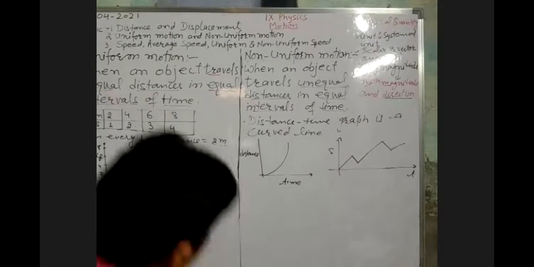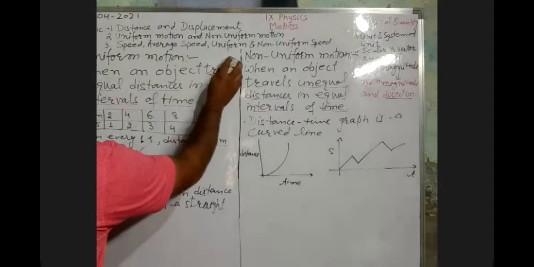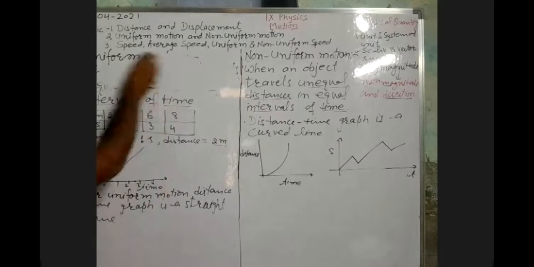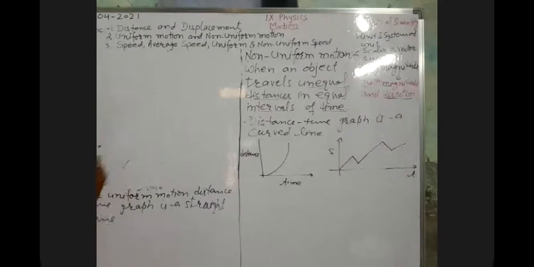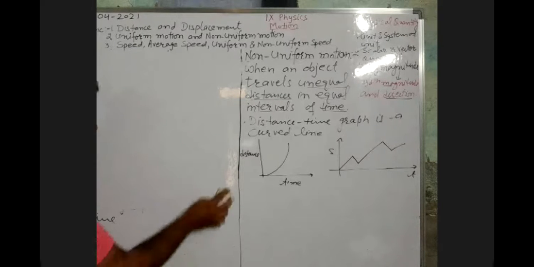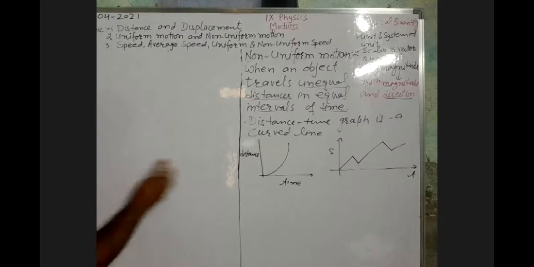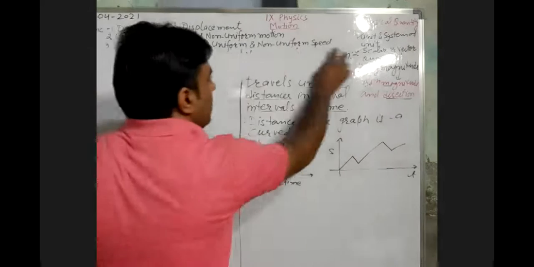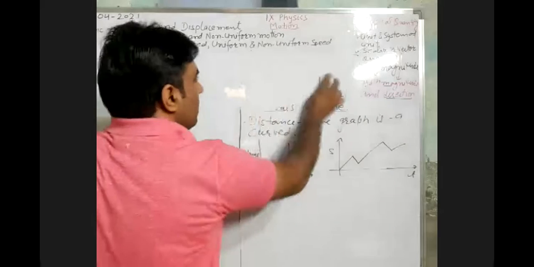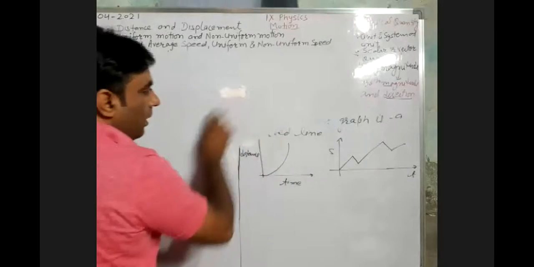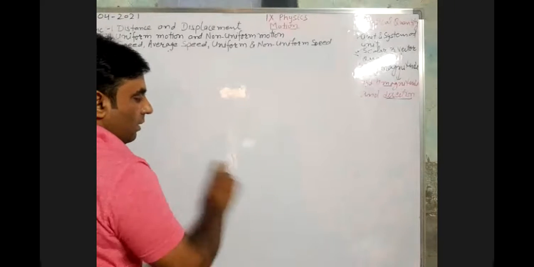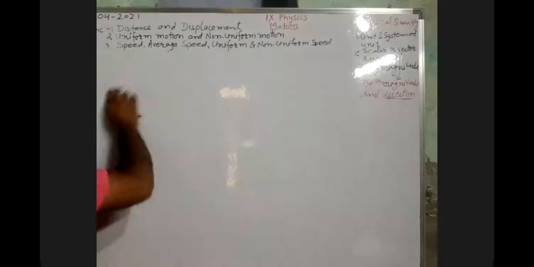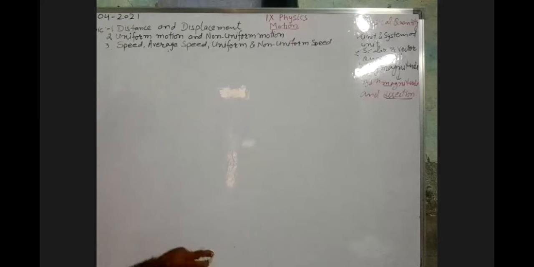Okay, students. Now the next topic is speed. What is speed? As we are discussing motion, the object is moving and it covers some distance in a particular time. The distance traveled per unit time, or distance covered in a unit time, is known as speed. Speed is also a physical quantity.